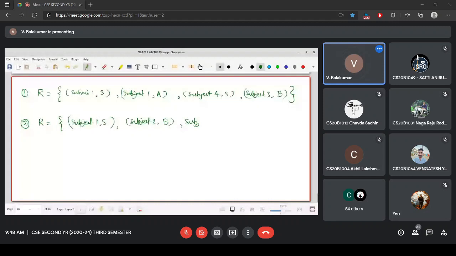Subject 2 is grade. Subject 3 that also is grade. We will agree with this case. Different grades, we agree. Different subjects you are getting the same grade, that's fine. What do you need? One subject must be having only one grade. That kind of association is called a function.